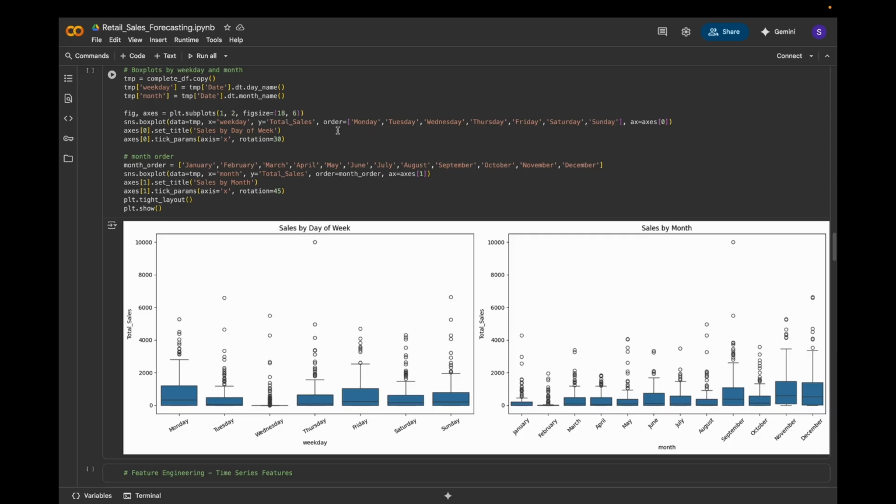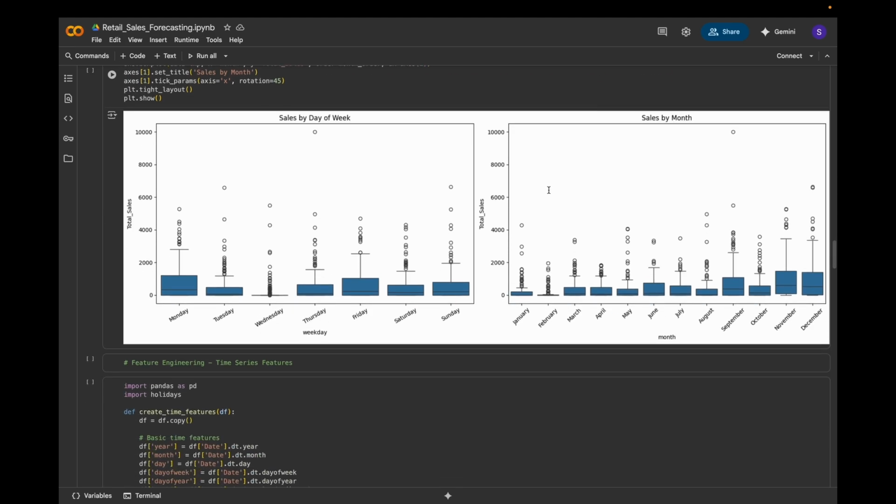Then we move on to month order. Month order is equal to January all the way to December, all the way down to plt axis bracket 1, tick params, axis equal to x and rotation 45. Basically, this creates a box plot showing the distribution of the daily sales for each month in the calendar order from January to December. So here's our visualization for this.